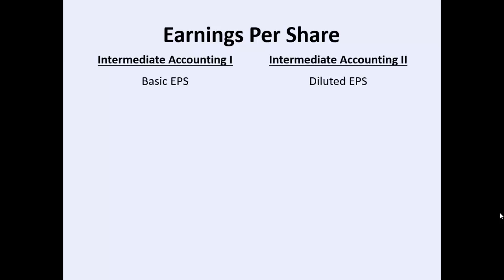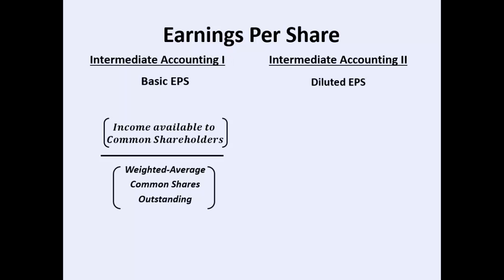So now there is basic EPS and diluted EPS. Basic EPS, we look at this in Intermediate Accounting 1, and then diluted, you'll actually learn how to calculate it in more detail in the second semester. But at this point, it's important to understand what it is, and especially how it's presented on the income statement. So it's the income available to common shareholders divided by the weighted average common shares outstanding.